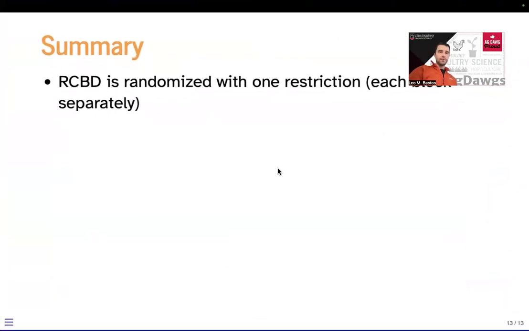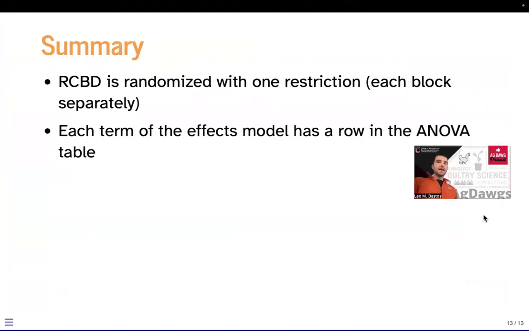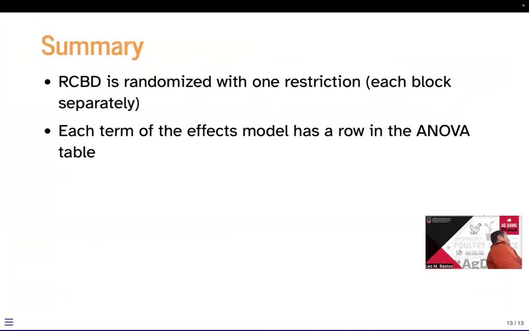So, in a quick summary, RCBD is this design where we randomize with one restriction. In our case, our restriction is soil type. And so each block is randomized separately. Each term of that effects model has a row in the ANOVA table. You're going to see this ANOVA table in R when we run that model. And so we're going to be able to really notice that all those rows of the ANOVA table that we saw here that are connected to the model are going to come back to the ANOVA table in R as well.